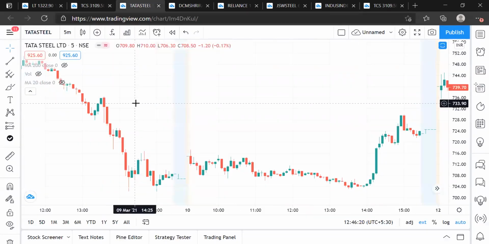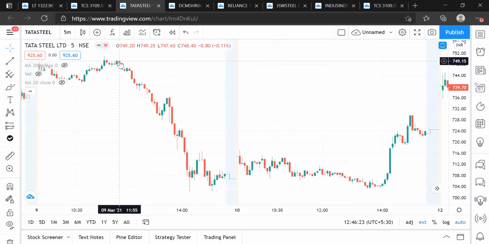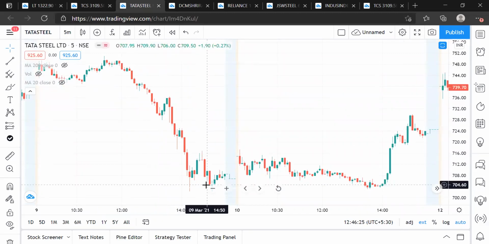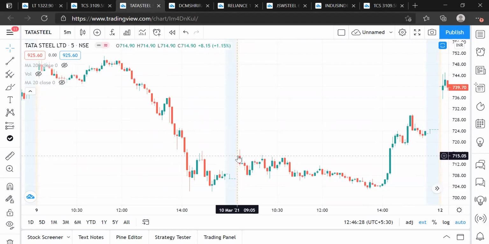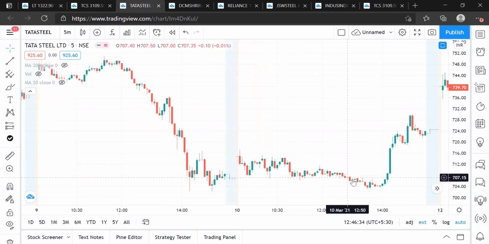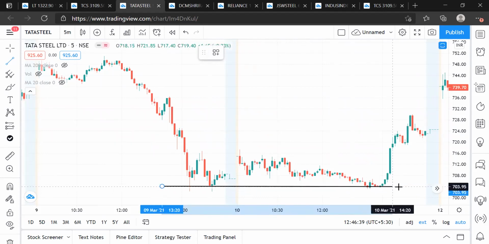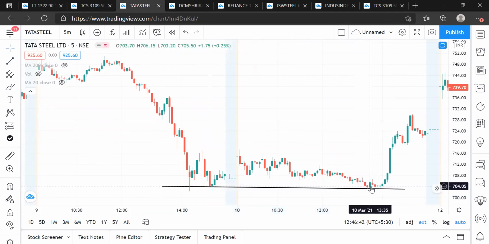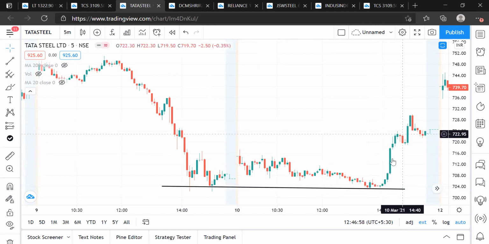Another example, Tata Steel. First condition, the price should fall during the previous day. Second condition, the price opens higher on the next day. Third condition, once the price gets close to the previous day's low, once the price got close to the previous day's low, it finds support over there. And we started seeing these green bars. So we bought, and we kept a stop loss below the low of this candle, and look at the sharp rally we had after that.